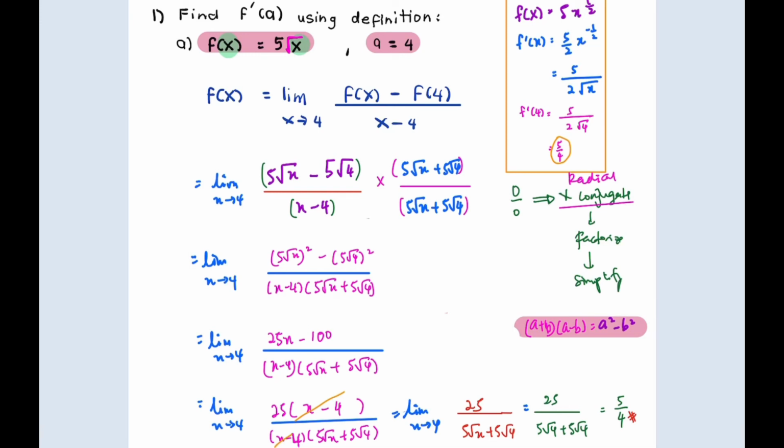Now you're left with the limit of x approaching 4, 25 over your denominator here. Now let's fill in our x as 4, and then let's just solve. The answer here is just 5 over 4. You can also recheck your answer using the formula. Using the formula, this is just power rule: bring down the power, reduced by 1, and then let's fill in our x as 4. If you fill in our x as 4, you'll get the answer 5 over 4. So we have reached our answer. The answer is correct.